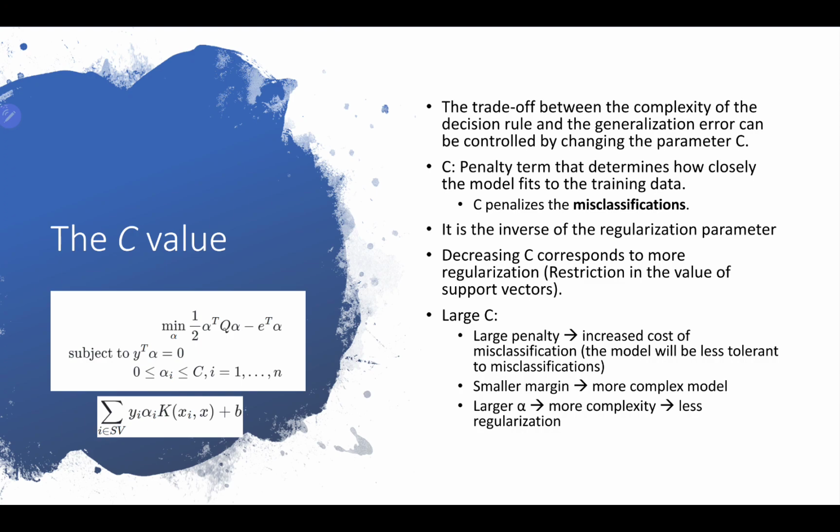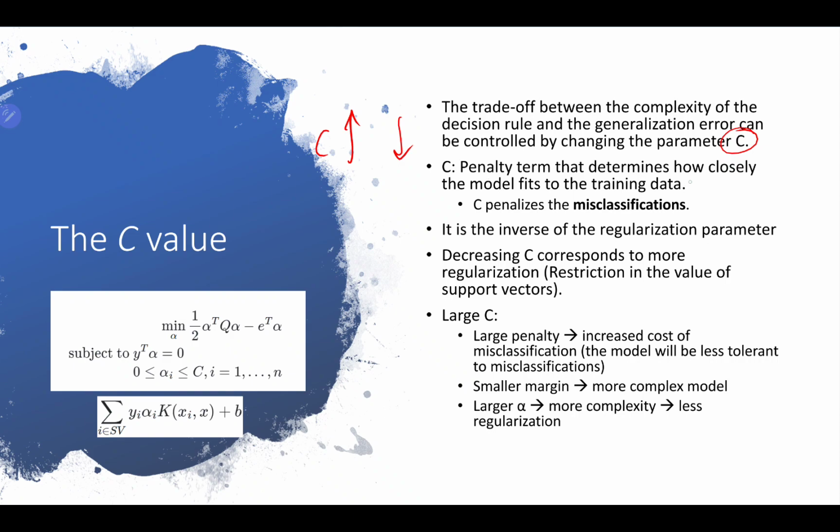Okay, so let's take a look at the C value. The C value is a trade-off between the complexity of the decision rule and the generalization error, which can be controlled by changing the parameter C. It's a trade-off between the idea of a large margin and the error, the accuracy of the model. If you choose a higher C value, the training error will decrease, but then the large margin will decrease, the margin will be smaller.